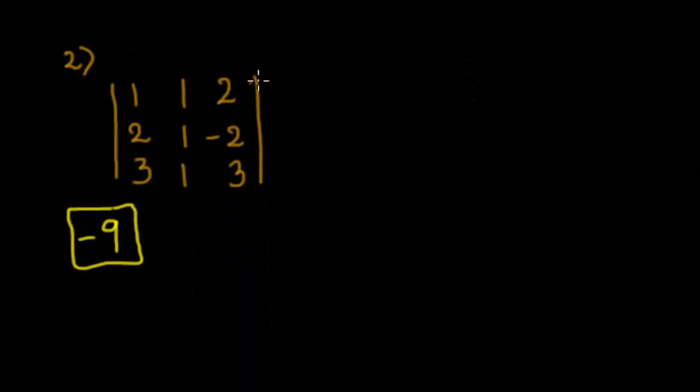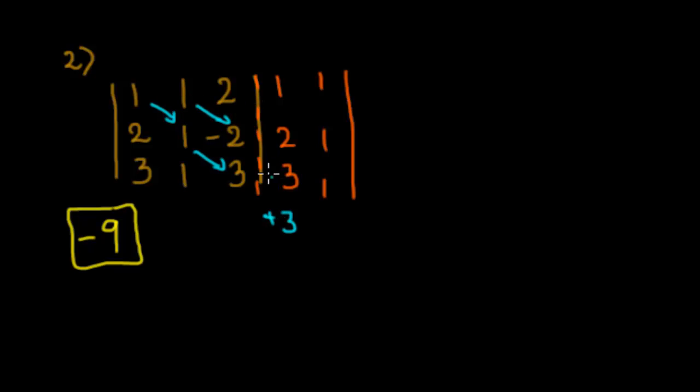Now, the same concept we're going to apply for 2. So I change this to a dash line and copy the first 2 columns. Okay, we multiply across all the way down. 1 times 1 times 3 gives me positive 3. 1 times negative 2 times 3 gives me negative 6. 2 times 2 times 1 gives me positive 4. And this adds up to, let me see, positive 1.